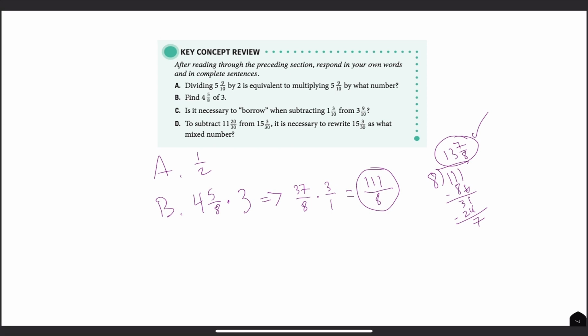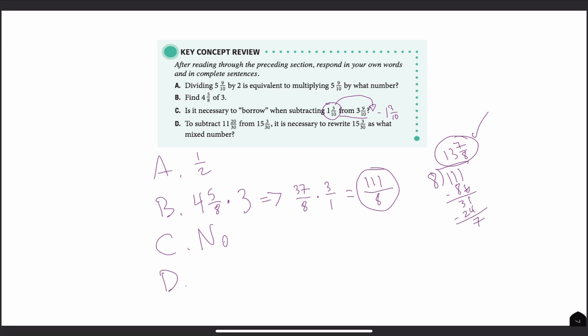All right, let's have a look at C. Is it necessary to borrow when subtracting 1 and 3/10 from 3 and 9/10? No. Order matters, right? Because we're subtracting this from that. So it's actually being taken away from that. The "from" is always what starts it, and what's being subtracted goes in the back. So in this case, no, we don't need to borrow.